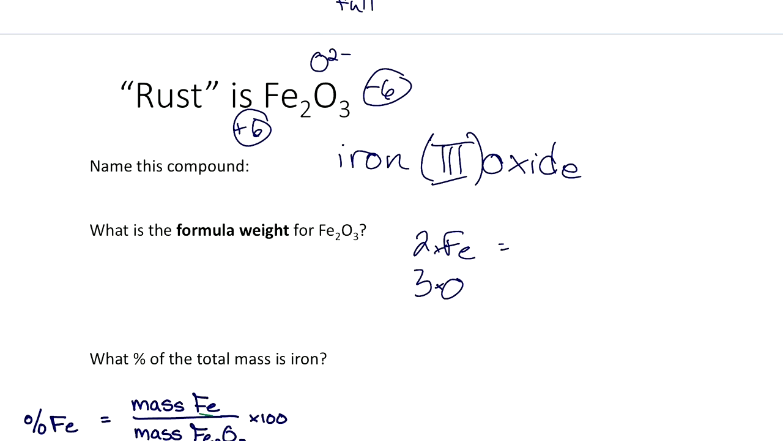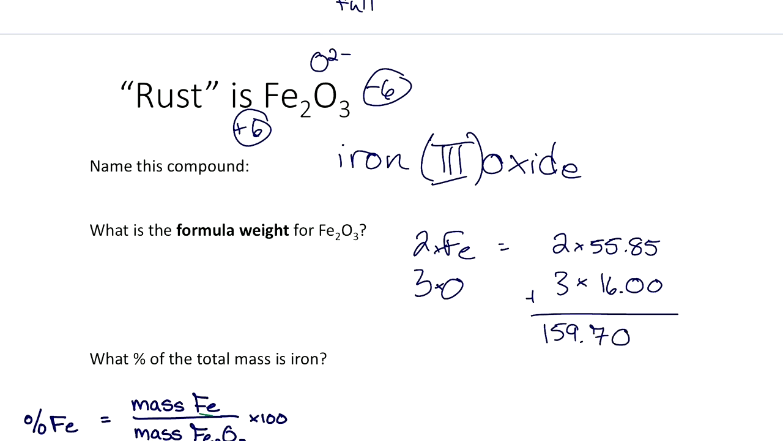Iron is one I haven't memorized yet, so 2 times 55.85. But remember, you don't need to memorize these, because you are always given a periodic table, always. But I promise you, by the midterm, you will memorize oxygen, carbon, and hydrogen. So oxygen, there are 3 of them, and it's 16.00. Then we just add those up. How many decimal places will my answer have? 2. Yeah, so it's 159.70 AMU, because it's all addition.